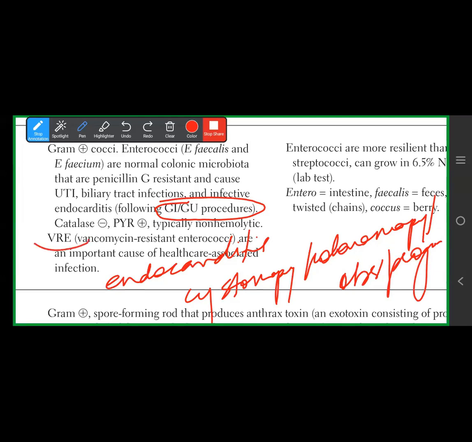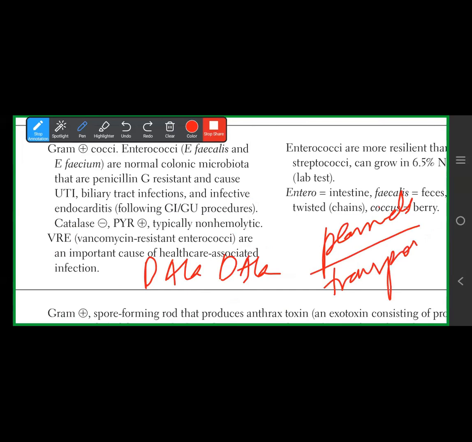Now what is vancomycin resistant enterococci? It is nothing but an altered D-Ala in your cell wall precursors. There is alteration of the D-Ala-D-Lac sequence, which is why the patients have acquired resistance. This resistance is acquired either via plasmids or via transposons.